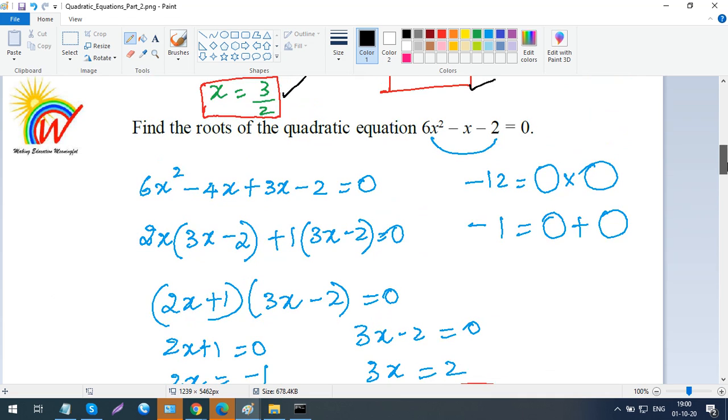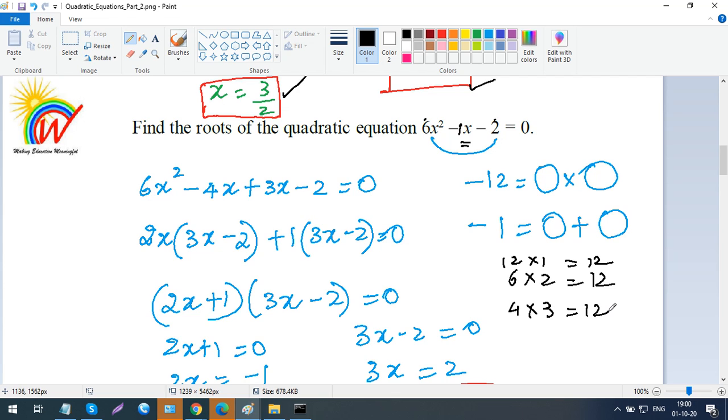Find the roots of the quadratic equation, this one. So here what do you do? You take the 6 and the 2, multiply it. So you get minus 12, and you are supposed to get minus 1 over here because there is x, right? So that is minus 1x. So now we have to find out what are the two numbers. See, 6 into 2 gives you 12. 12 into 1 gives you 12. 4 into 3 gives you 12. So these are the three combinations.